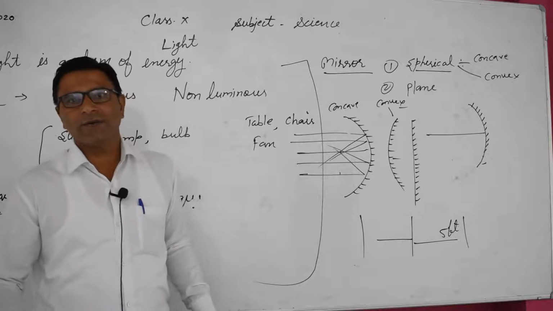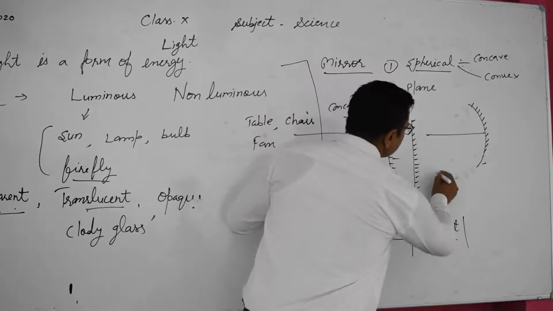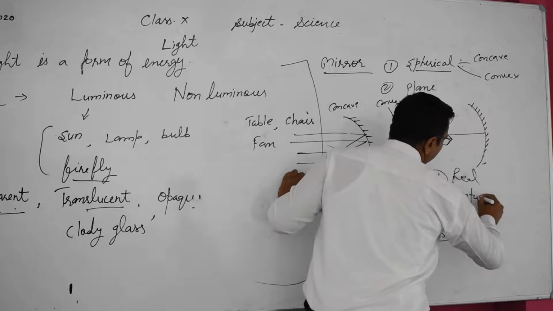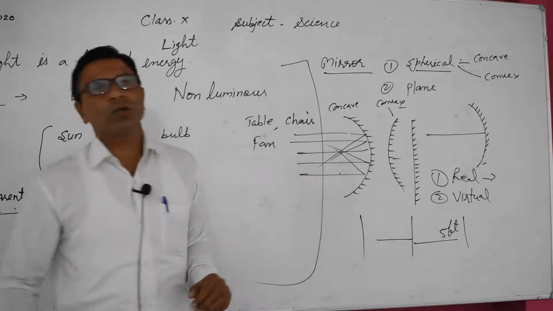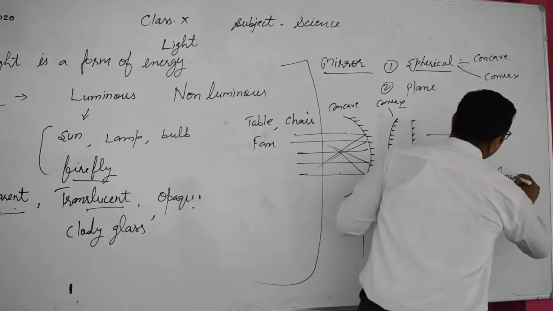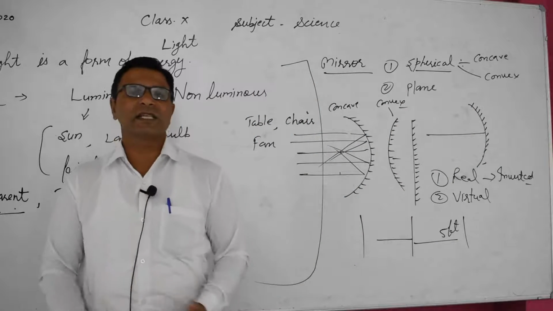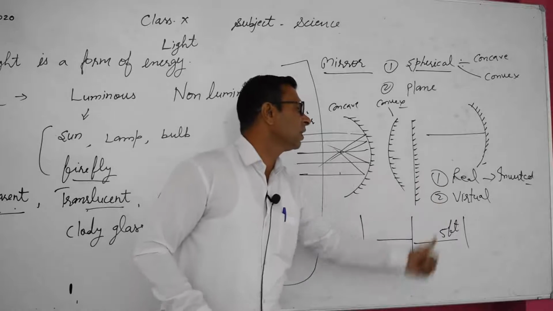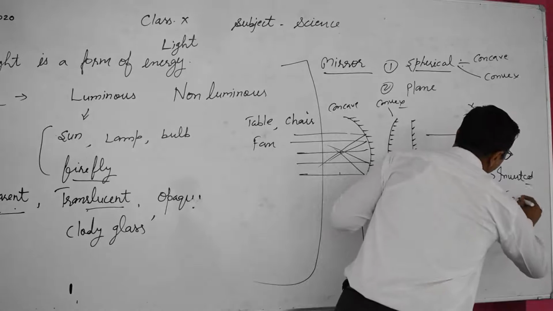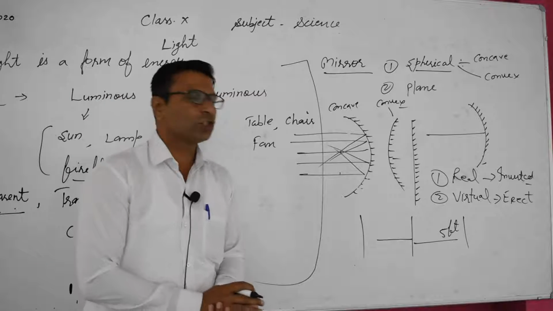So dear students, I want to tell you about the image also. There are two types of image. One is the real image and another is the virtual image. And we can identify a real image: it is inverted and we can obtain it on the screen. And a virtual image is erect, and we cannot obtain a virtual image on the screen.